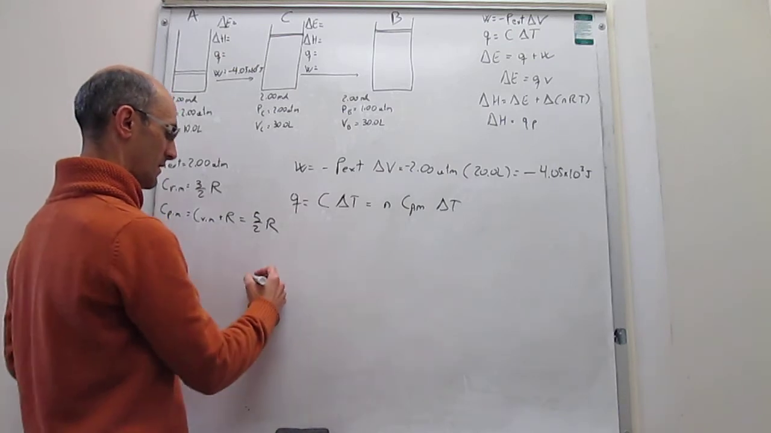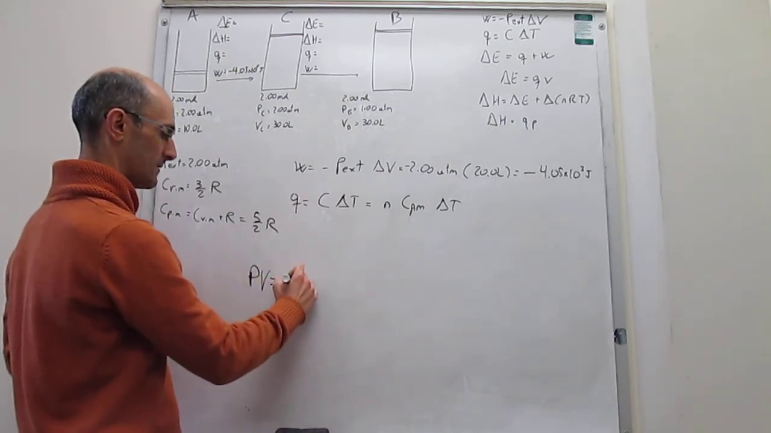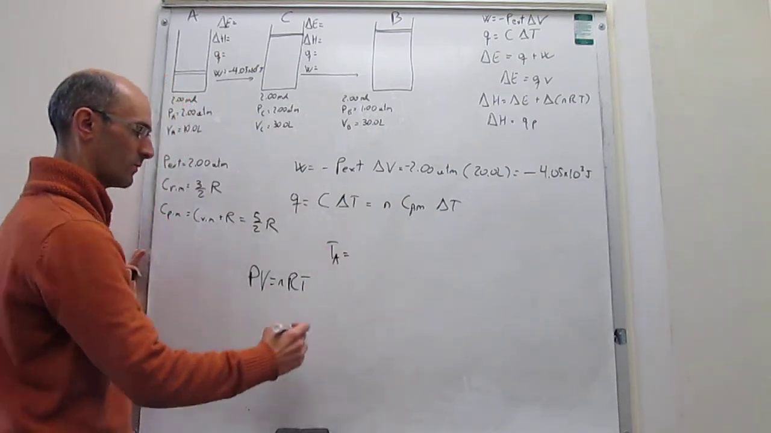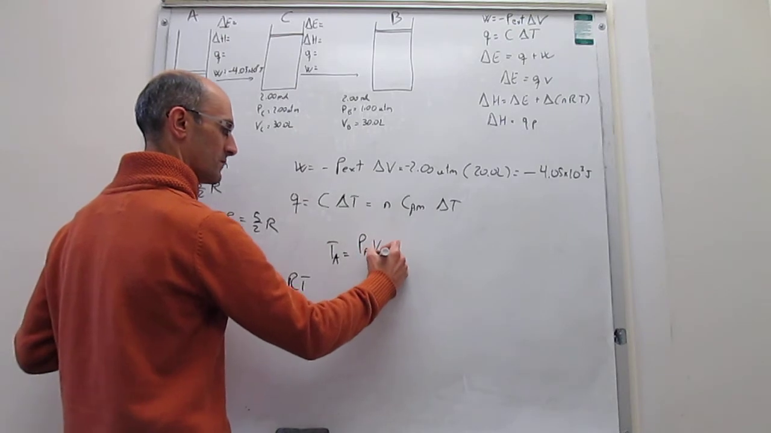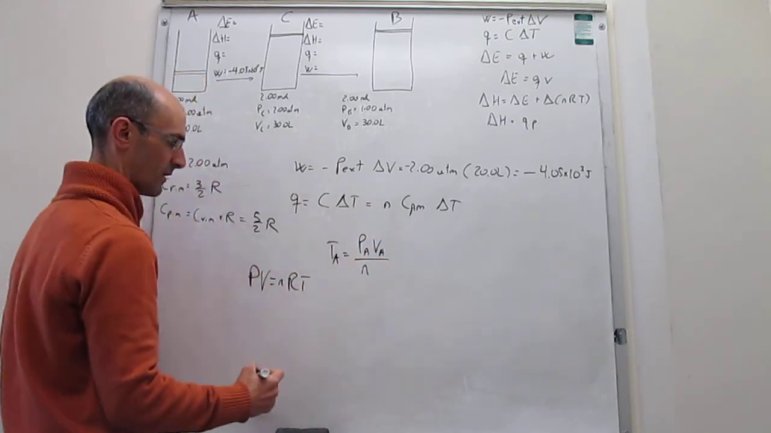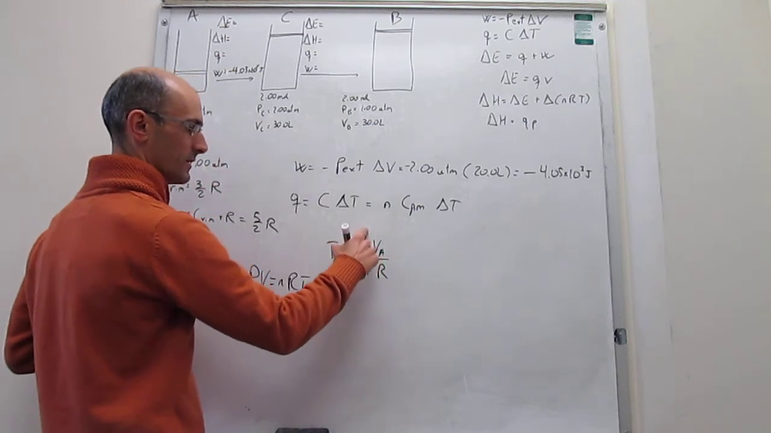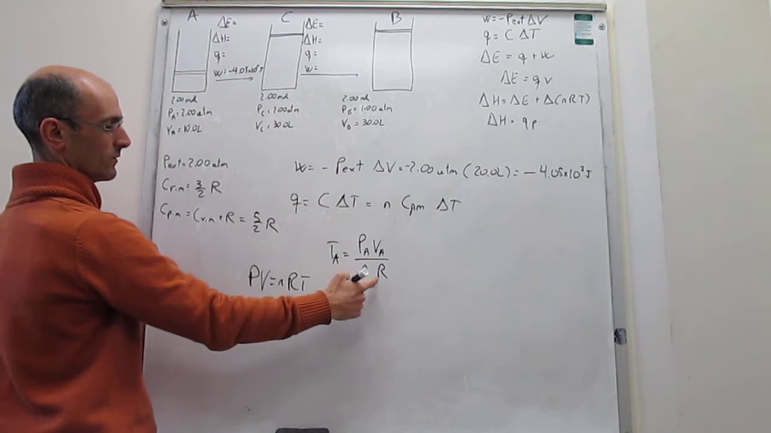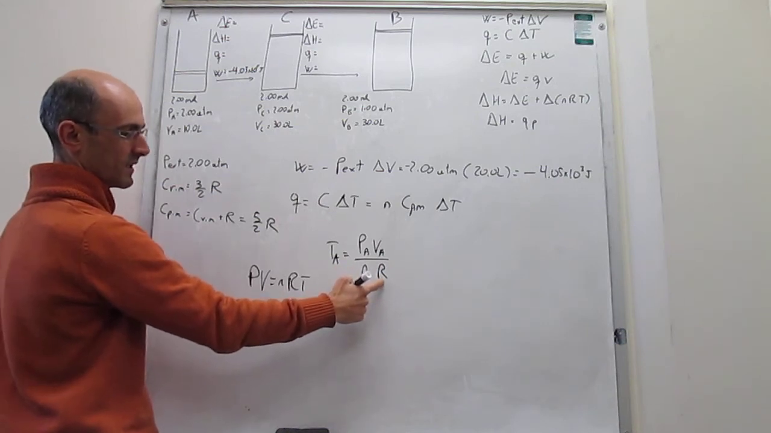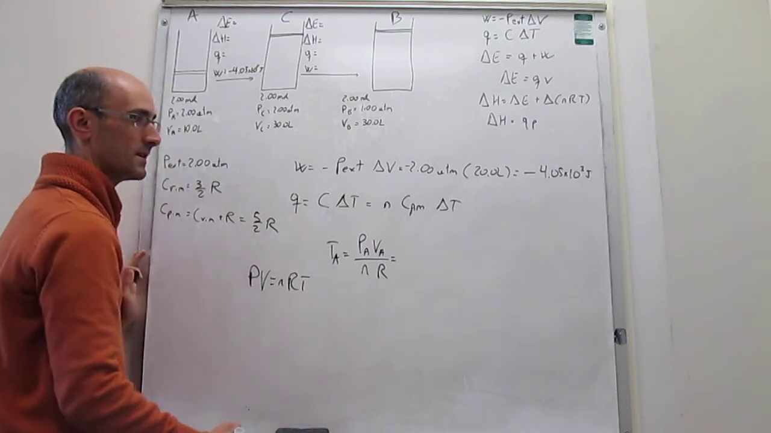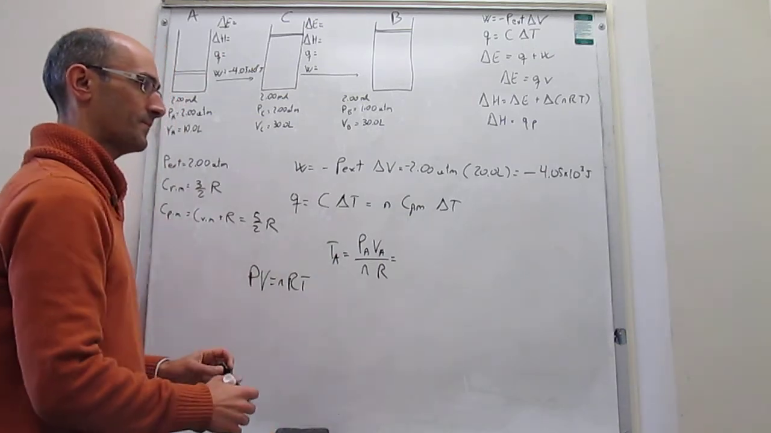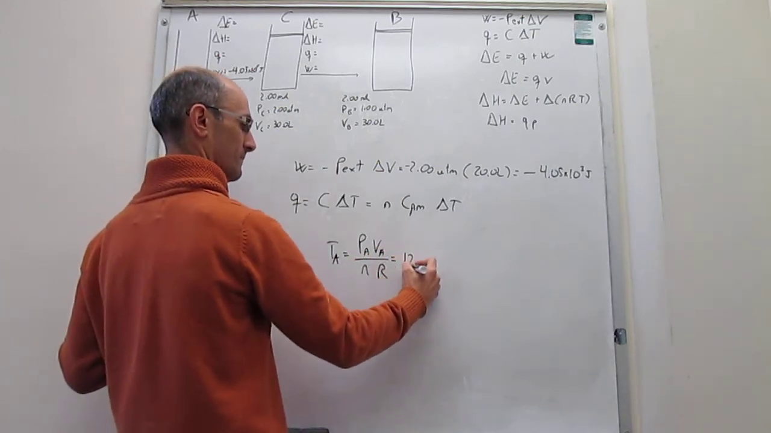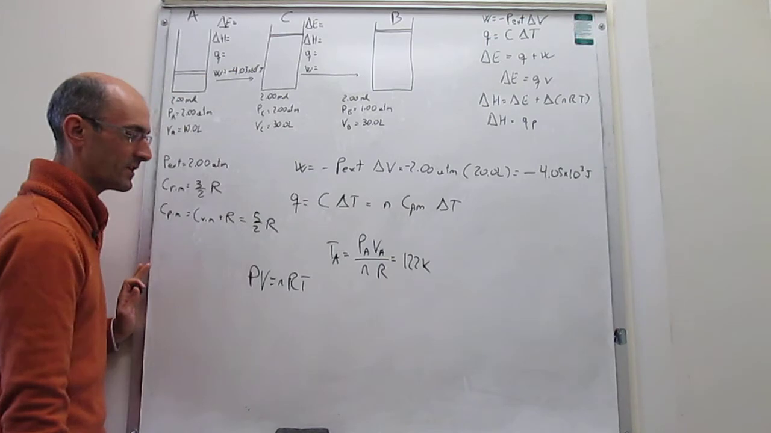Right, the initial temperature, for all these we can use PV is equal to nRT, and the initial temperature T sub A is simply going to be equal to P sub A, V sub A, over n, which is the same for everybody, and then R. All right, so that is 2 atmospheres, then 10 liters, 2 moles, and then 0.08206 atmosphere liter per mole Kelvin, and that gives you a temperature of 122 Kelvin. Okay, that is your initial temperature.